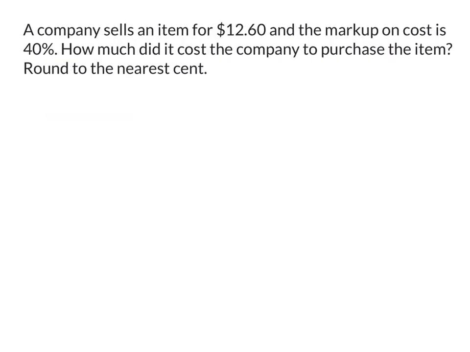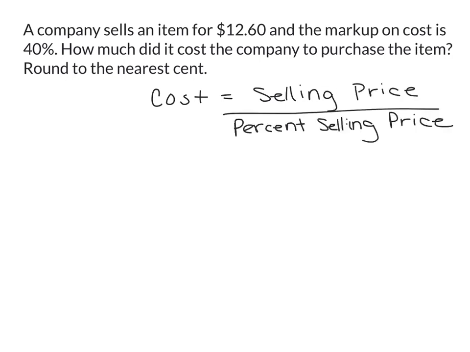A company sells an item for $12.60, and the markup on cost is 40%. How much did it cost the company to purchase the item? Round to the nearest cent. For this problem, we're looking at selling price in terms of cost. So the cost now equals the selling price over the percent of selling price on cost. First, we need to find the percent selling price on cost.